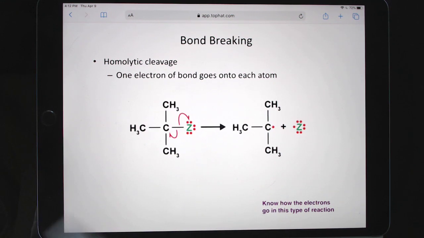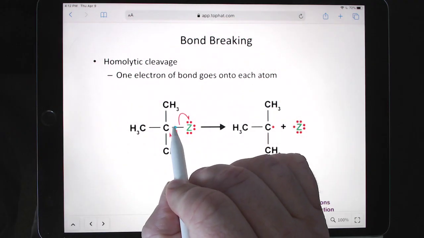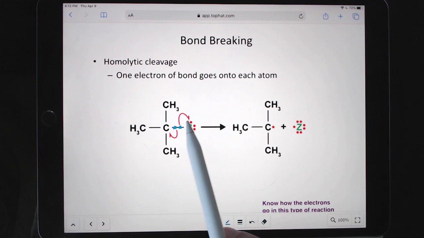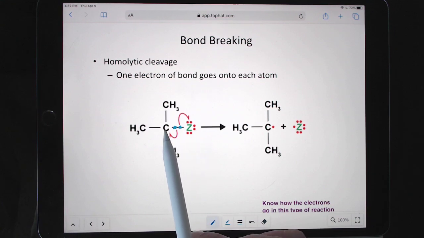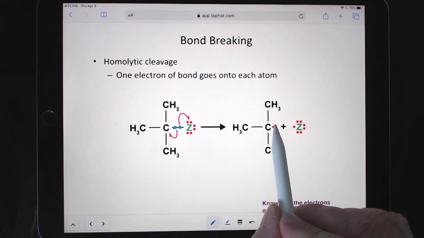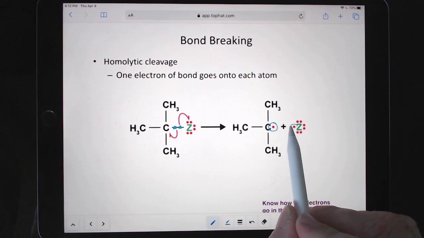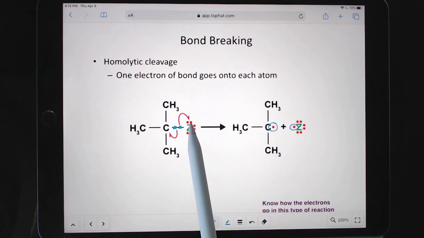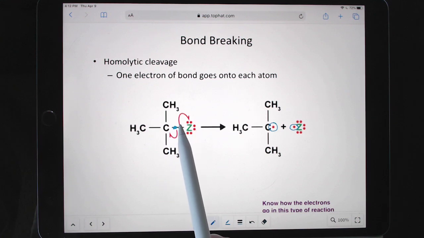Now, if you have homolytic cleavage, you've got the two electrons of the bond, and one of them goes onto the carbon and one of them goes onto this group here, so these are individual electrons. To indicate that you're moving only one electron over, it's just a single barbed arrow.